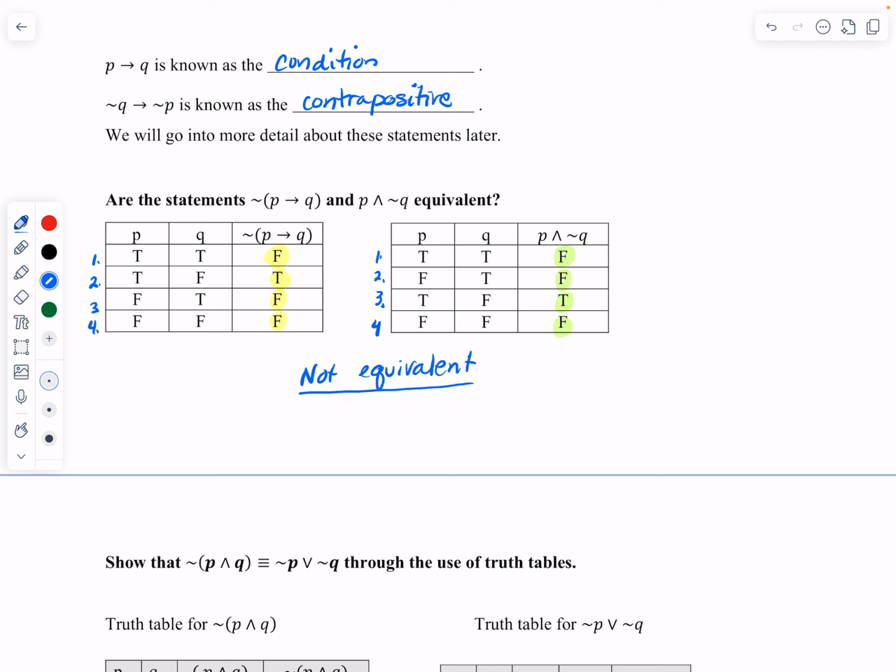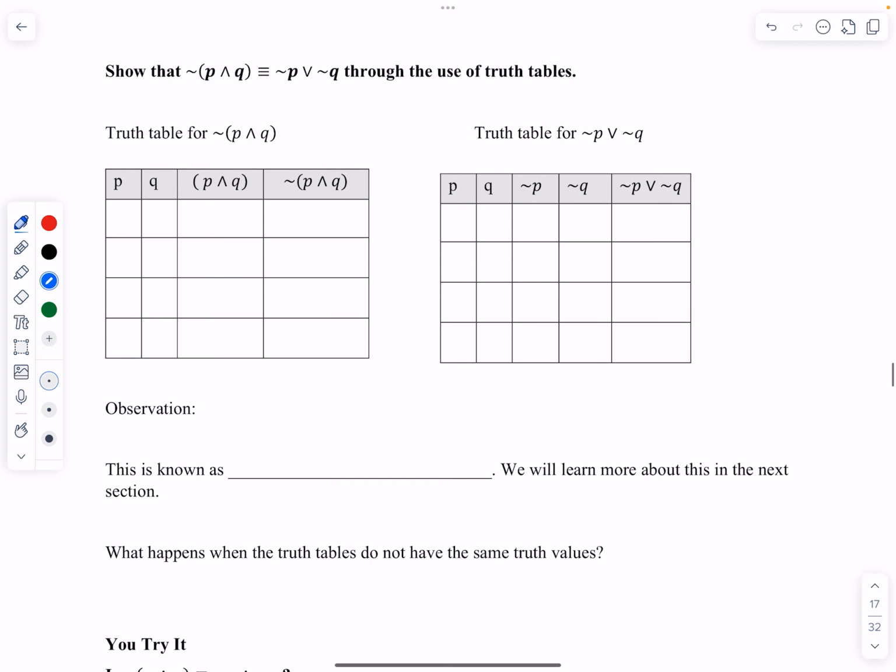Okay, so when that happens, it's not equivalent. Okay, so it says show that the negation of P and Q is equivalent to negation P or negation Q through the use of truth tables. All right, so again, 4 rows. I'm going to focus on the left-hand side here. So I'm doing negation of P and Q.